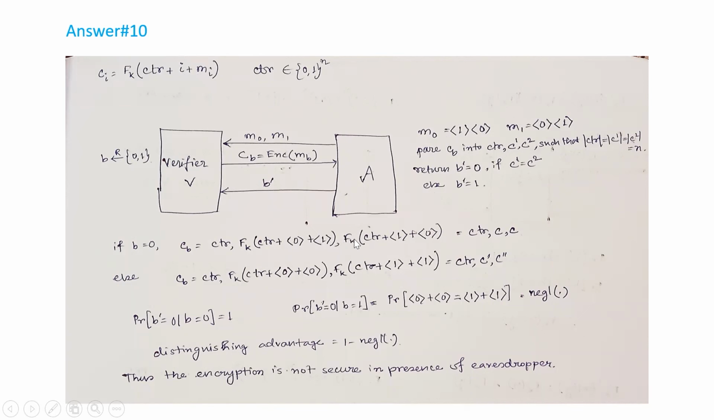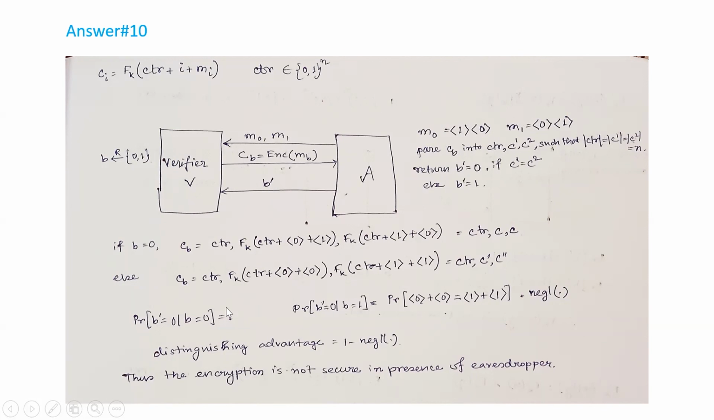And for the second block, the output is Fk(CTR + count). The i value is now 1, so the encoding of value 1, and the value of mi is the next block of the message M0, that is the encoding of 0. So basically these two values, Fk of CTR plus encoding of 0 plus encoding of 1, they are the same. So the second and third blocks of the ciphertext will exactly be the same if b is chosen to be 0. M0 is of this form.